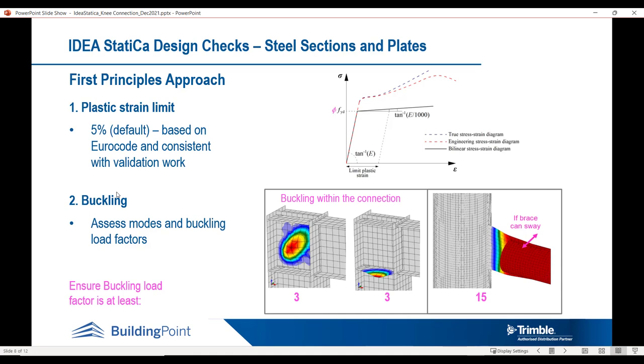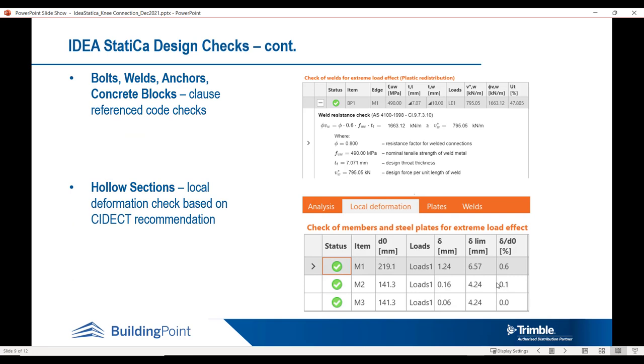And in terms of slenderness, as mentioned, you carry out a buckling analysis and ensure the buckling load factor is high enough for relevant modes. So for buckling within a connection, make sure it's at least 3. If it's an incoming compression member connected by perhaps a bolted gusset arrangement, if that member could sway, make sure your buckling load factor is at least 15. So they're the two cases to be aware of and to watch out for.